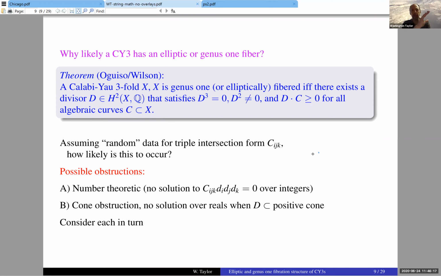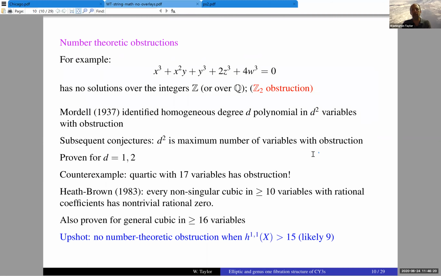Okay, so the number theoretic obstructions. Here's an example of a cubic form in 4 variables that has no solution over the integers. And you can see that it has no solution over the integers by basically looking at the parity of the various things. If x is odd and everything else is even, then this thing is obviously odd, and therefore it can't be 0. If y is odd and everything else is even, for the same reason, this can't be 0. Let's say z is odd, but x and y are even, then everything's divisible by 4 except 2z cubed, and then it also can't satisfy the condition. So this is just a simple example of something that has no solutions.